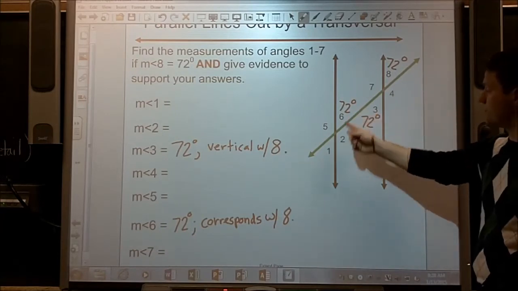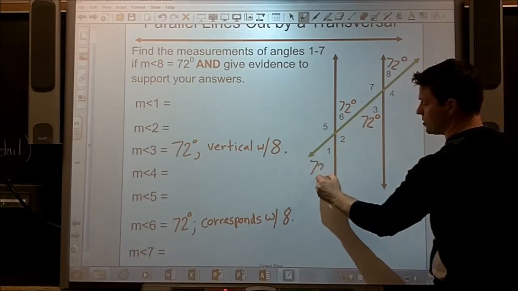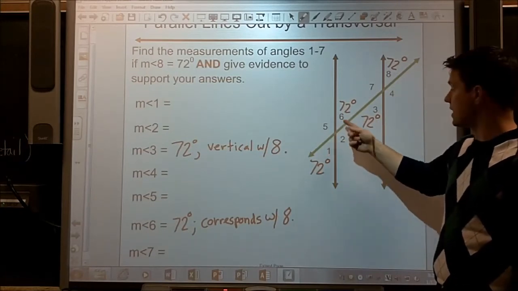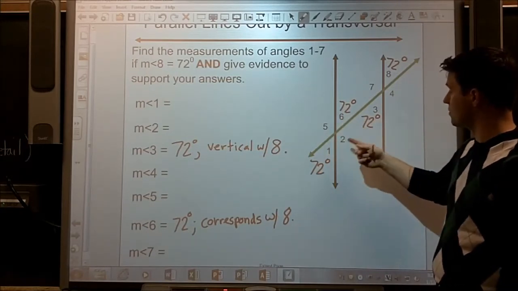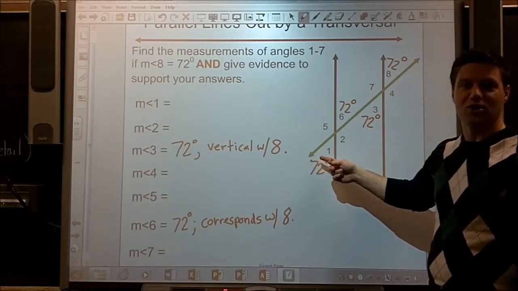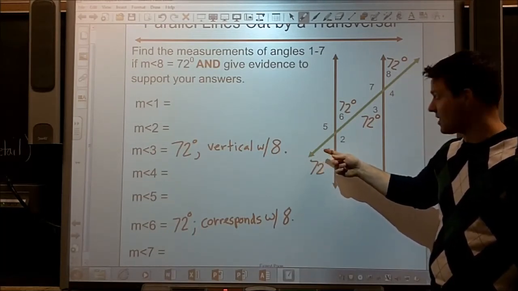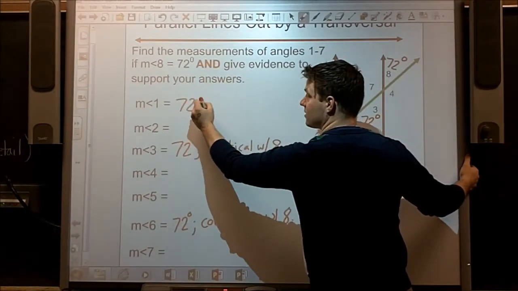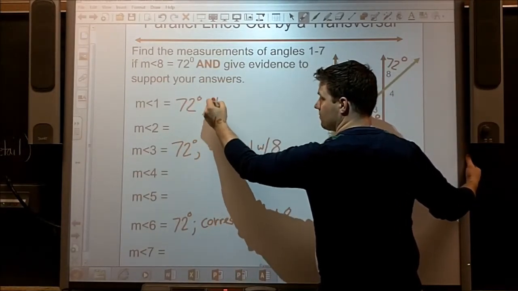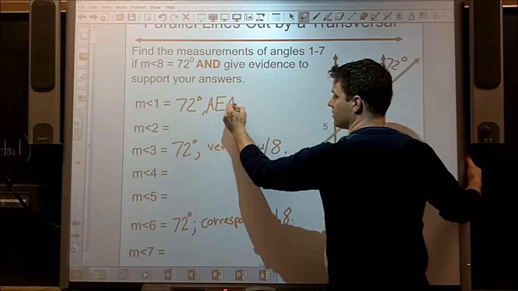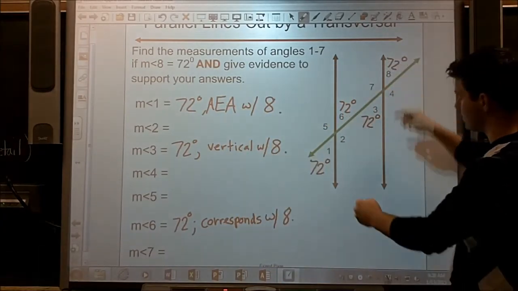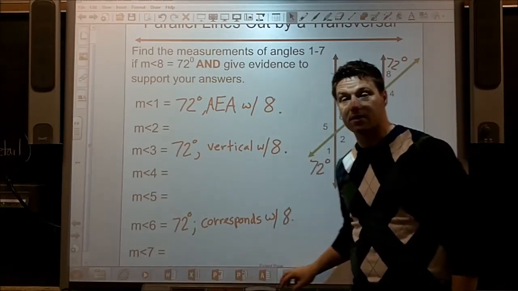Okay? 72, 72, 72. Angle 1 has to be 72. And why? Well, I could say it's vertical to 6. I could say it's corresponding with 3, but because alternate exterior are my favorite, I'm going to go with that one. It's alternate exterior angles with 8. Okay? Alternate exteriors. Okay, we'll have the other side of this to fill in then.